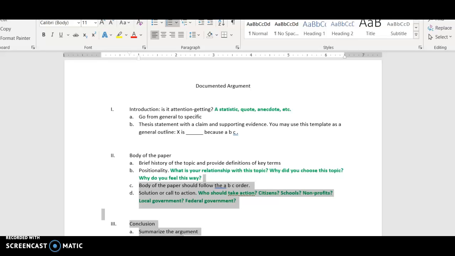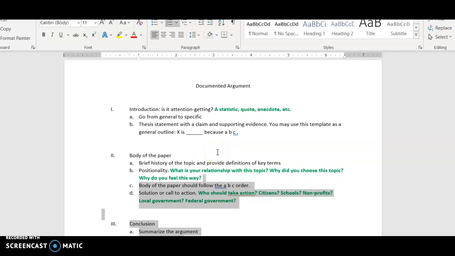So first, your introduction. Is it attention getting? We can't have "my paper is going to be about." Instead, you can use a statistic from your research, a quote, an anecdote. An anecdote is a personal story or incident, maybe the latest news story related to your topic, something to grab your reader's attention and interest them.